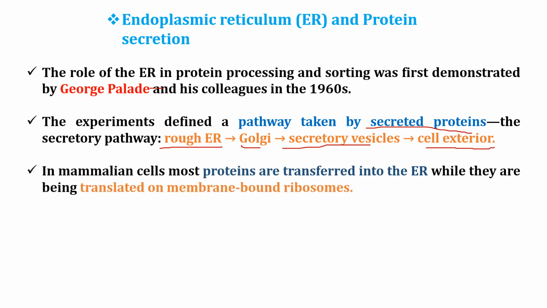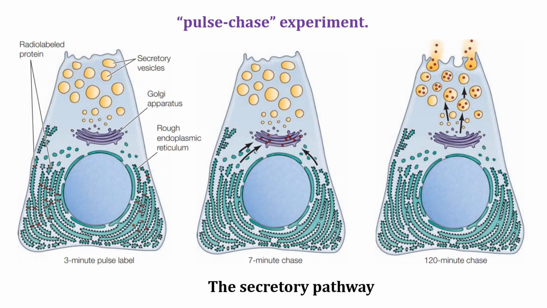He also demonstrated that in mammalian cells, most proteins are transferred into the ER while they are being translated on membrane-bound ribosomes. This is the pulse experiment, in which pancreatic acinar cells, which secrete most of their newly synthesized proteins into the digestive tract, were labeled with radioactive amino acids to study the intracellular pathways taken by secretory proteins. First they labeled the amino acids and incubated the cells for 3 minutes. After 3 minutes of incubation with radioactive amino acid, called the pulse, autoradiography revealed that newly synthesized proteins were localized to the rough ER.